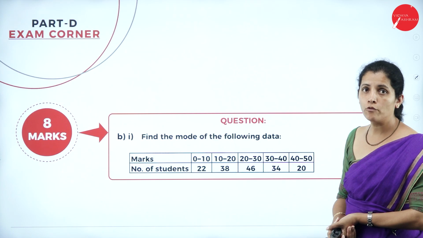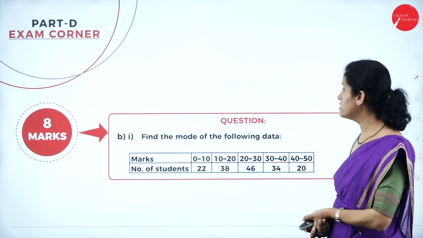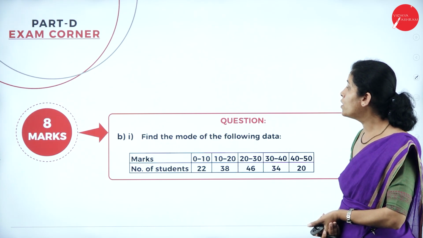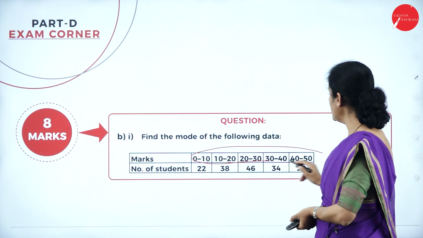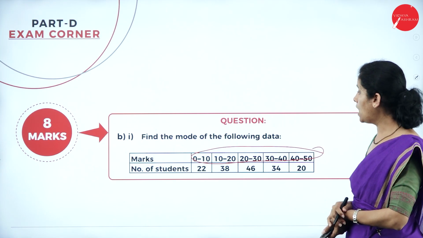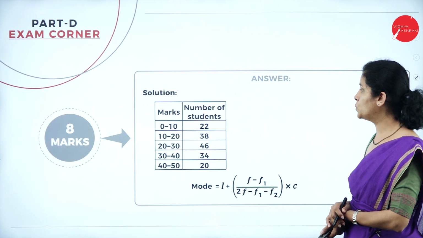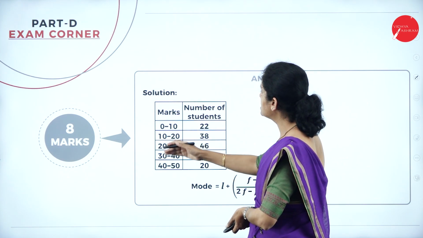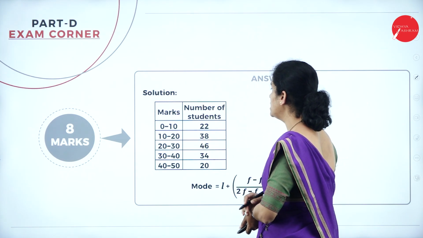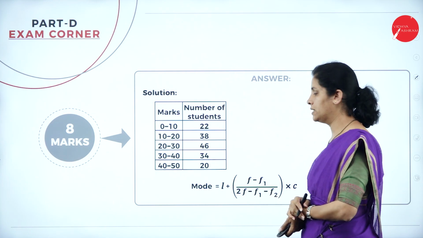Now, I am going to have B in that first question. Find the mode of the following data. See here, this is once again grouped data and I have the number of students. Okay, see here. I'm going to write the marks as well as the number of students.